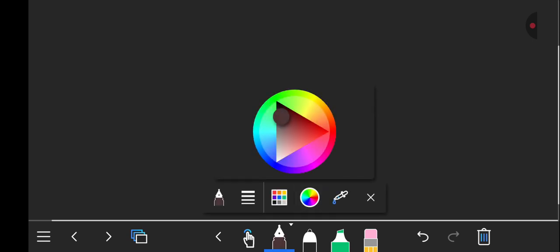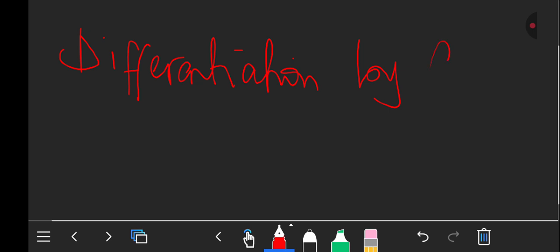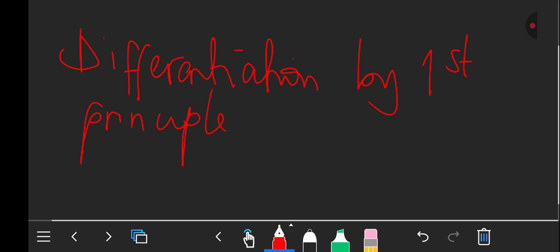So we're looking at differentiation by first principle. So what formula do you use when you are trying to differentiate by first principle?